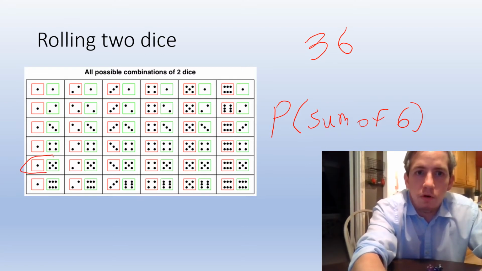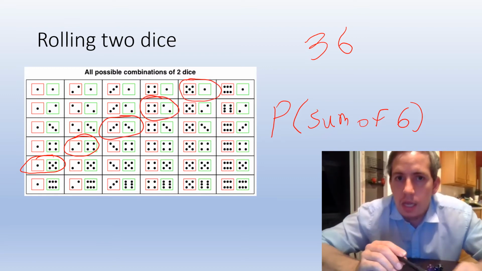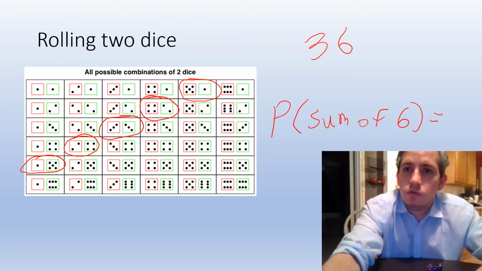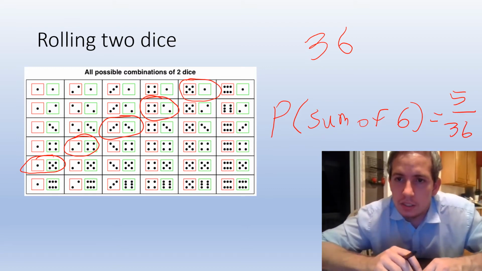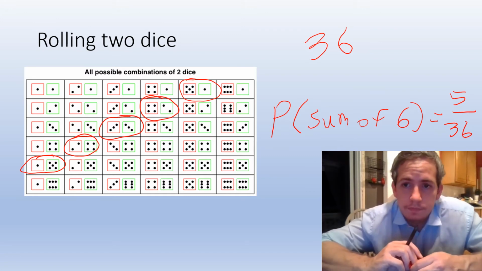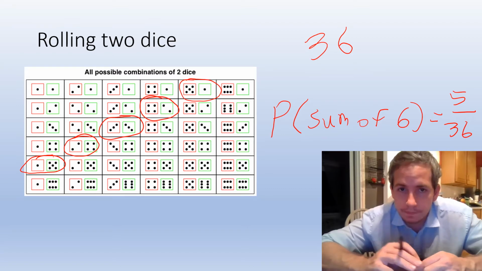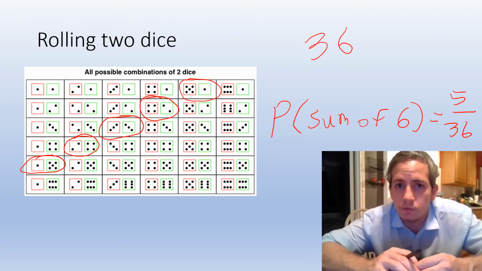I could land on 1 and 5. I could do 2 and 4. I could do 3 and 3, 4 and 2, or 5 and 1. There are 5 different ways to roll a sum of 6, and there are 36 ways to roll the 2 dice. So the probability that I get a sum of 6 is 5 out of 36. Notice that that's between 0 and 1, so that works out for our properties of probability. And it's a good way for me to compute the probability when I'm rolling 2 dice. There are other probabilities I can do here. Since I have the entire sample space, I can really get a good feeling for what I'm supposed to get.